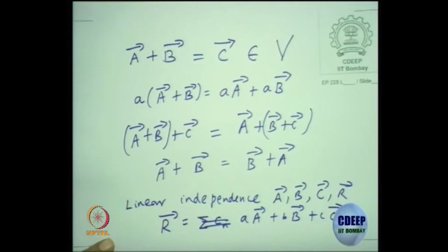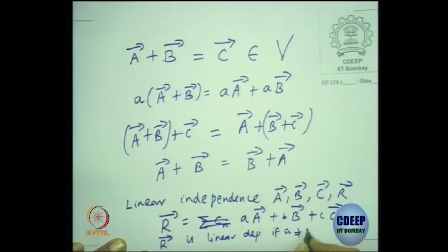You all learned this in your math course, right? So this R is linearly dependent if a, b, c are not equal to 0. The a, b and c could be equal, but I mean those scalar coefficients can be non-zero. Then you will say it is linearly dependent.